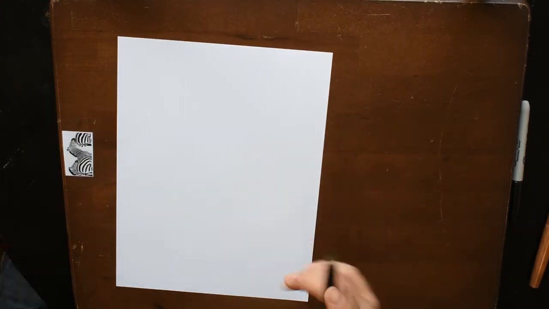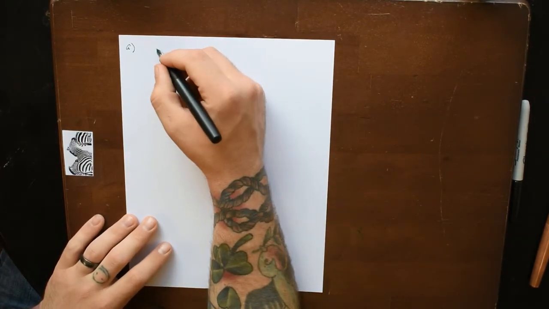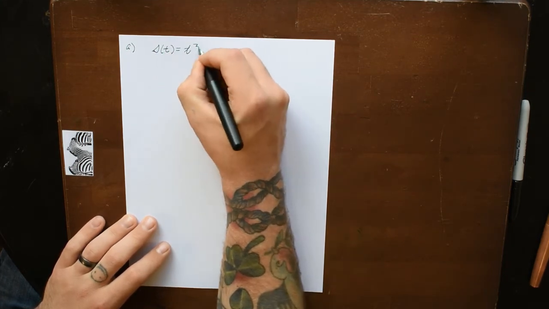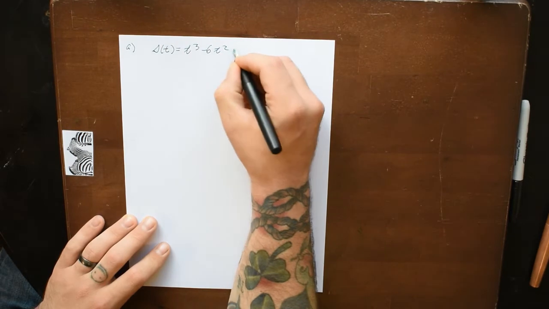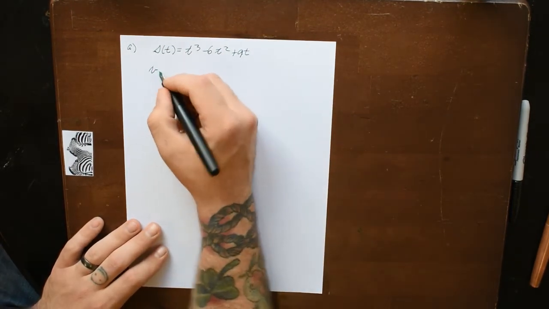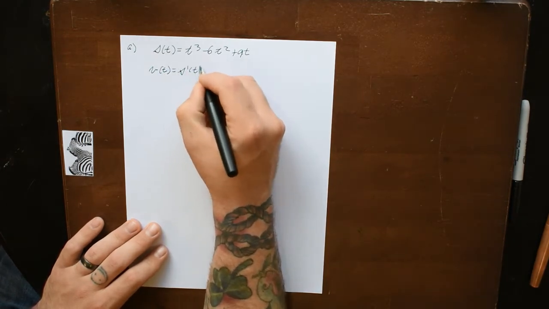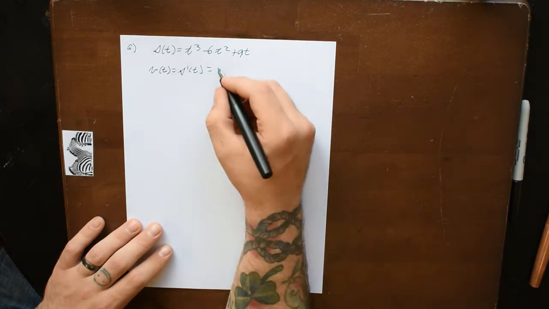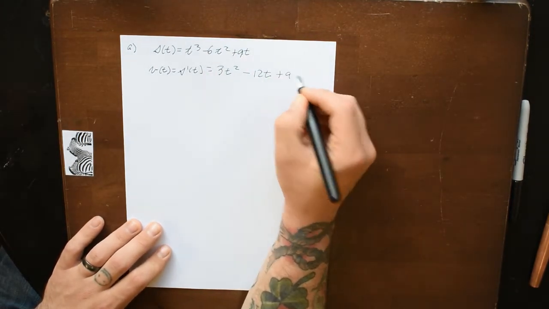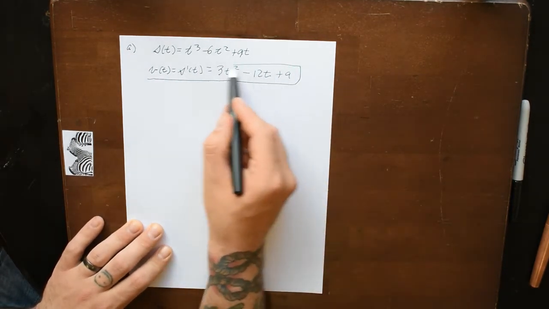So the first thing we want to do is find the velocity at time t. If our position or our displacement is t cubed minus 6t squared plus 9t, well, our velocity is the derivative of our displacement. By our power rule, the power comes down, we get 3t squared minus 12t plus 9. So here's our velocity as a function of time.